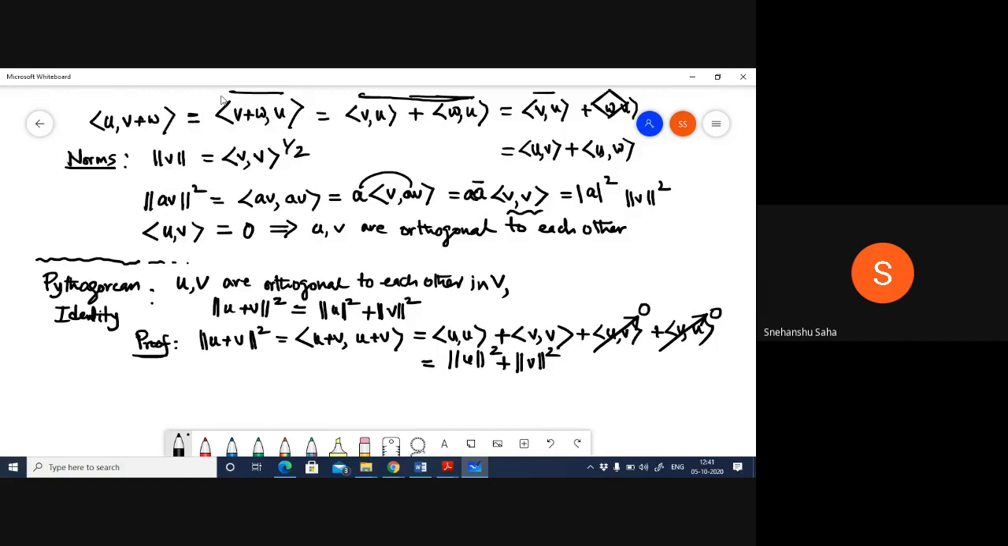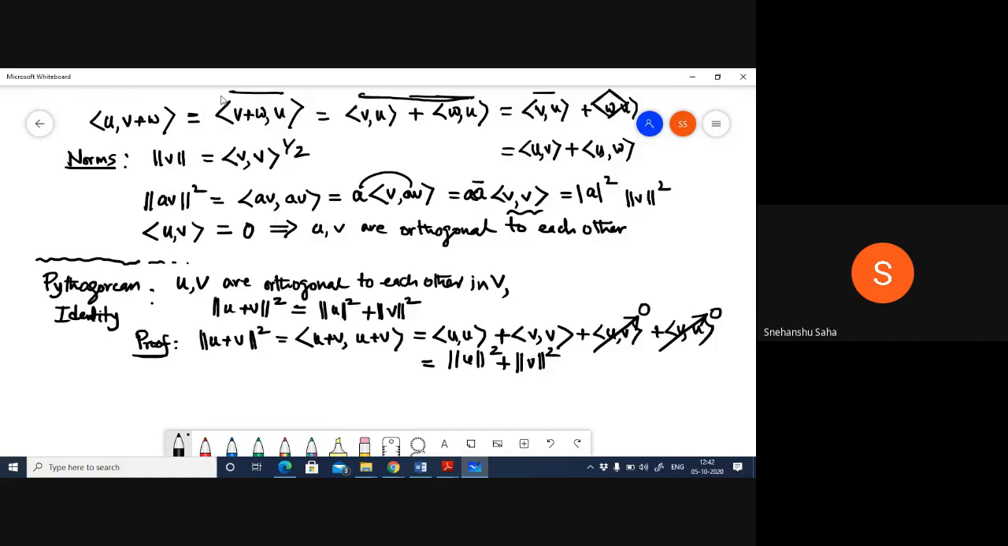It just says that the square of the length of the first vector plus the square of the length of the second vector is equal to the square of the length of the hypotenuse. That's what it says, right? So this is the Pythagorean identity, right? However, this notion of orthogonality gives us some very useful tools.